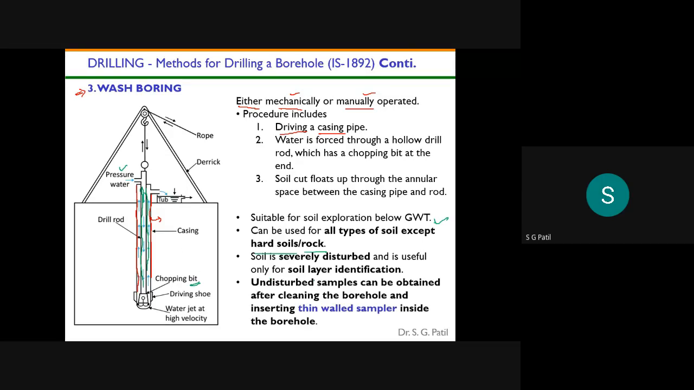So undisturbed samples can be obtained. Okay, so through this wash boring, you can obtain undisturbed samples also. How can we obtain them? Suppose you have drilled up to this level.